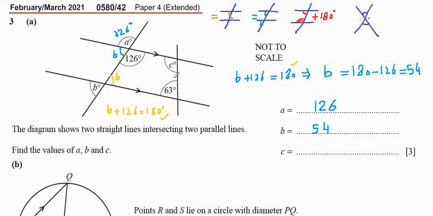So for this one we can say that C plus 63 is also 180. So C is equal to 180 minus 63, which will be 117. So we got that this is 117. So this is the solution of this question. Each part is 1 mark. Okay. So here we use only the parallel lines and the transversal properties of the angles.